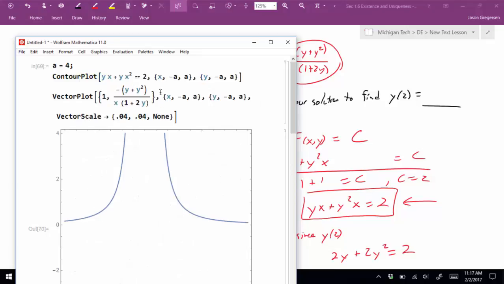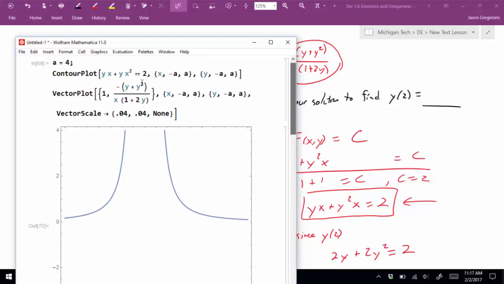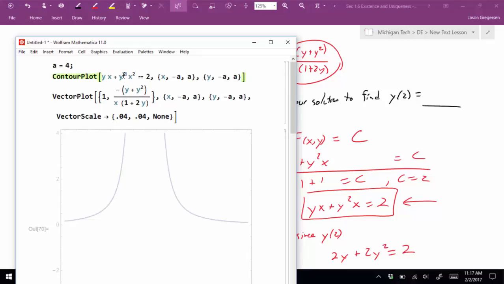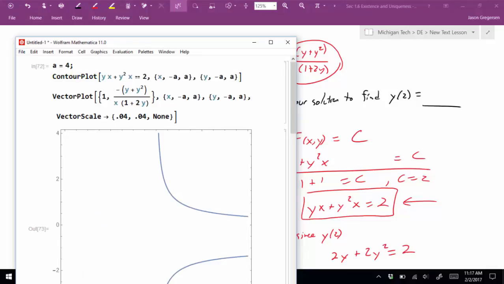There's my plot. That looks different than I expected. Right, there we go. That looks like I expected, right? I can see it's not a function here. I can see it's really failing the vertical line test.